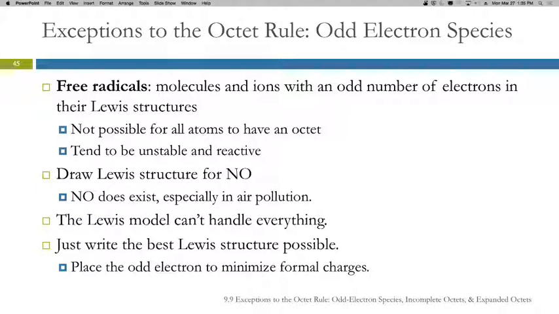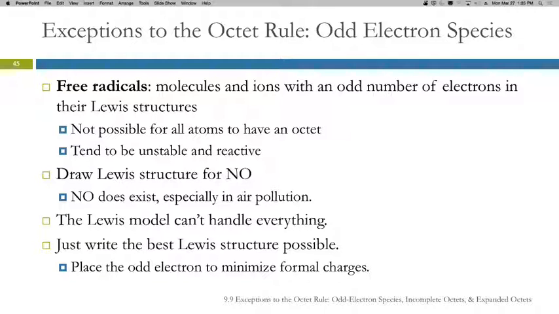Exceptions to the octet rule. The octet rule is so nice and happy, but of course there are things that are exceptions. One of the obvious exceptions is when you have an odd number of electrons. If you have an odd number of electrons, you can't possibly have 8 on each atom. It just doesn't work out.